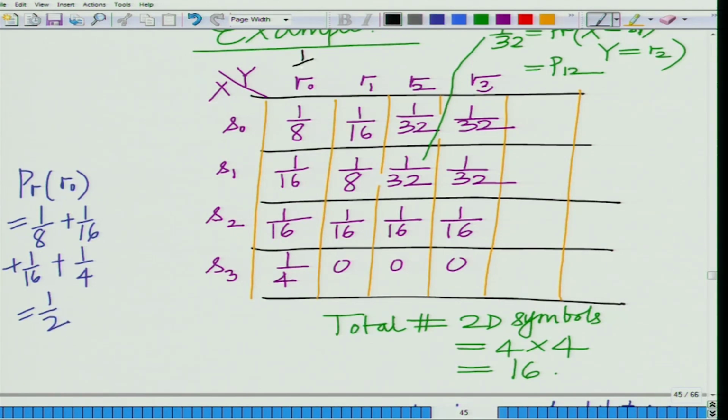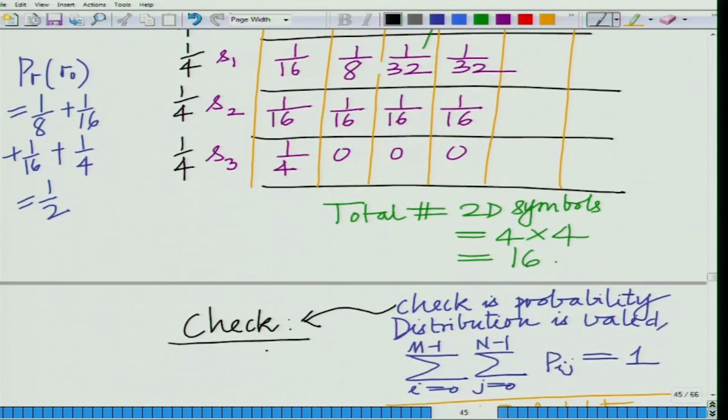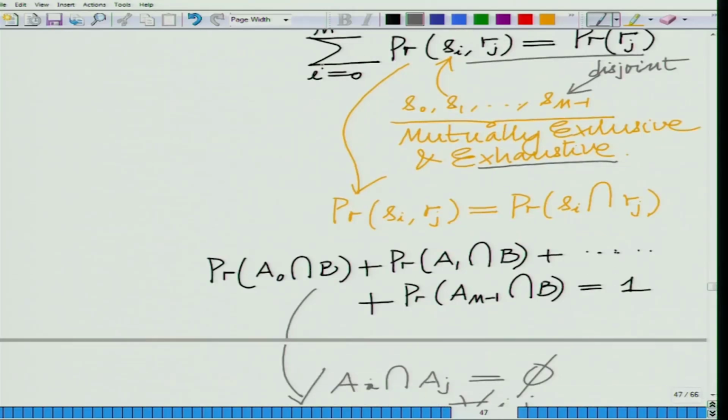So, the probability of R naught equals half, the probability of R1 equals 1 by 4, the probability of R2 equals 1 by 8, and the probability of R3 is also 1 by 8. And you can check that the probability of each S is 1 by 4, that is, all these Ss are equiprobable. And now let us proceed to compute the joint entropy.